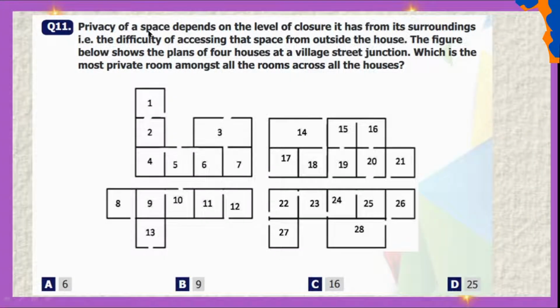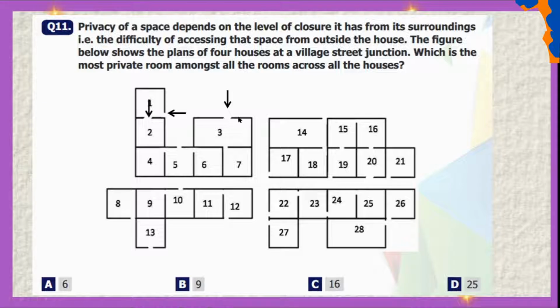Question number 11. Privacy of a space depends on the level of closure it has from its surrounding. That is the difficulty of accessing that space from outside the house. The figure below shows the plans of 4 houses at a village street junction. Which is the most private room amongst all the rooms across the houses? So let's see. 4 houses are given. The entry in the room number 1 and 2 is quite simple.